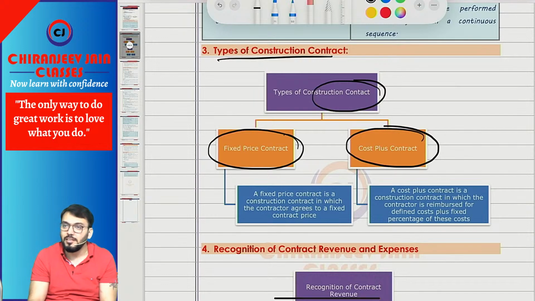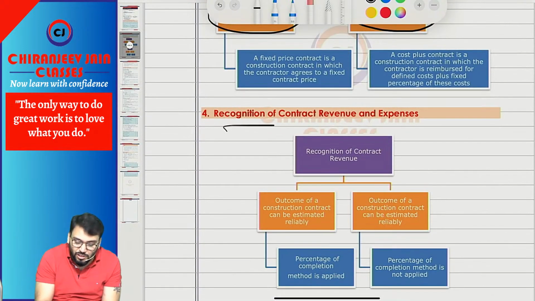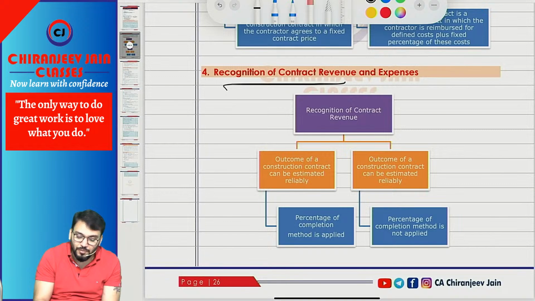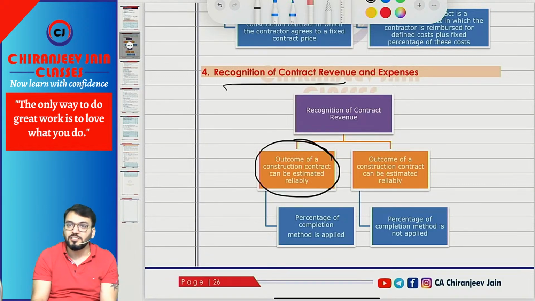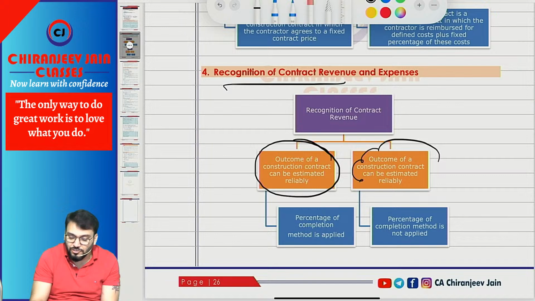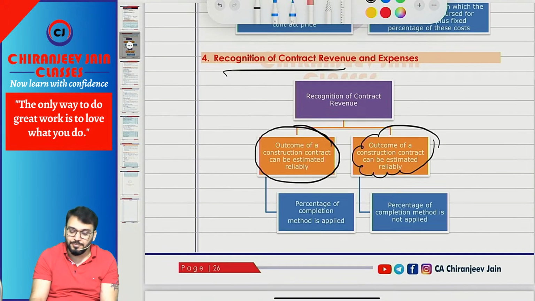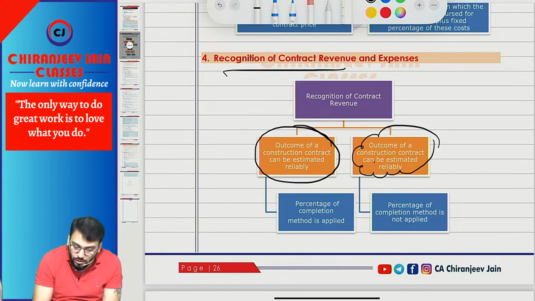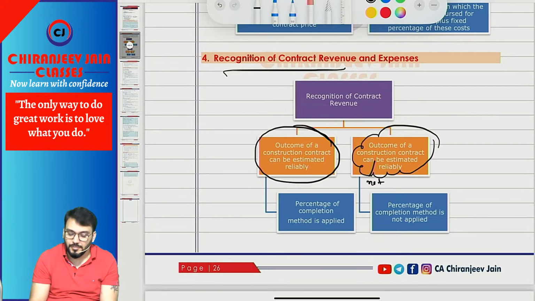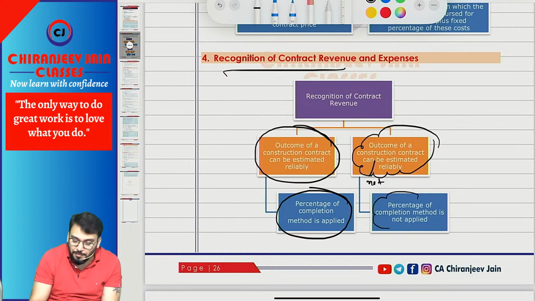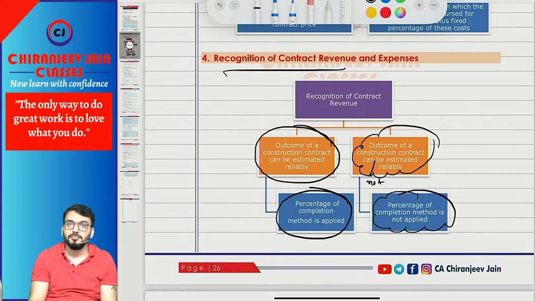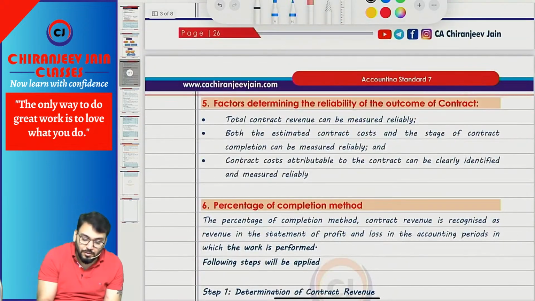a suitable profit margin. Now recognition of contract revenue depends upon whether the outcome of the construction contract can be estimated reliably or when the outcome cannot be estimated reliably. Correct now? Okay. For this we will apply percentage of completion method. For this, percentage of completion method is not applied. Chalega.